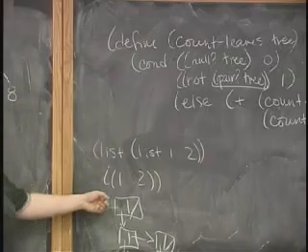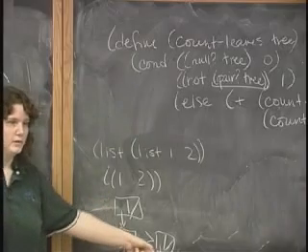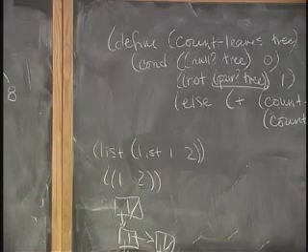So it's a list of one element at its top level. The first element is a list of two elements, 1 and 2. So is this going to work for count leaves? Is this going to work for not pair tree?